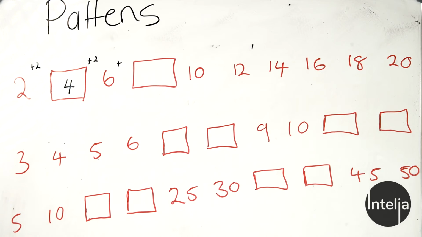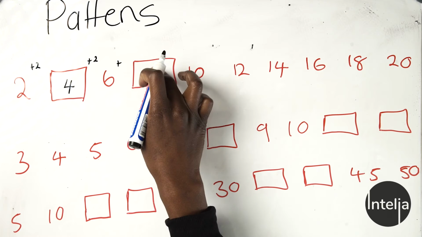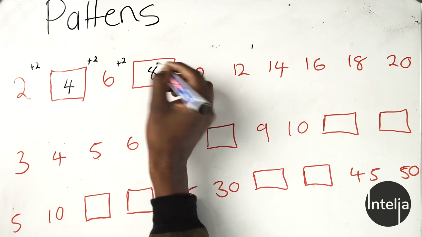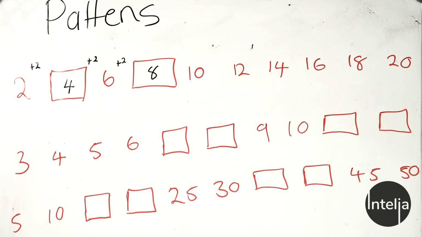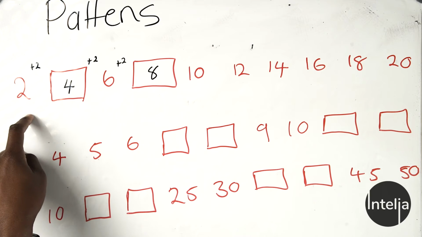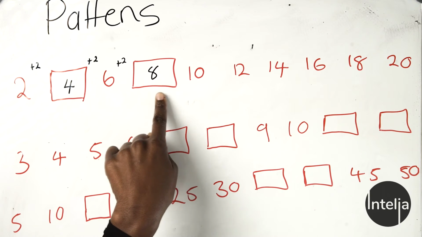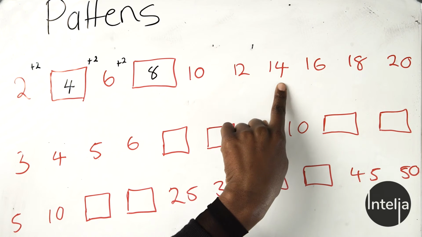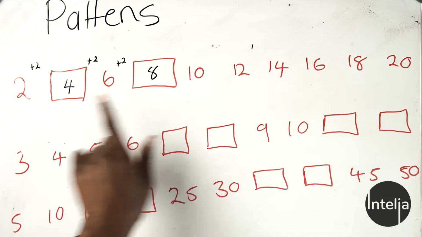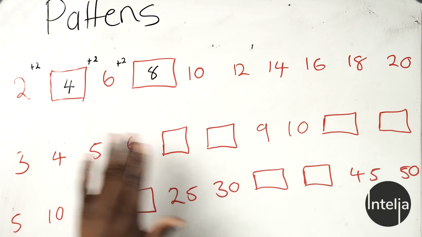And then you add another 2. What's our missing number here? 6 plus 2, that's 8. So our missing numbers are 4 and 8. So we come here, we say 2, 4, 6, 8, 10, 12, 14, 16, 18, 20. This is how our pattern goes.